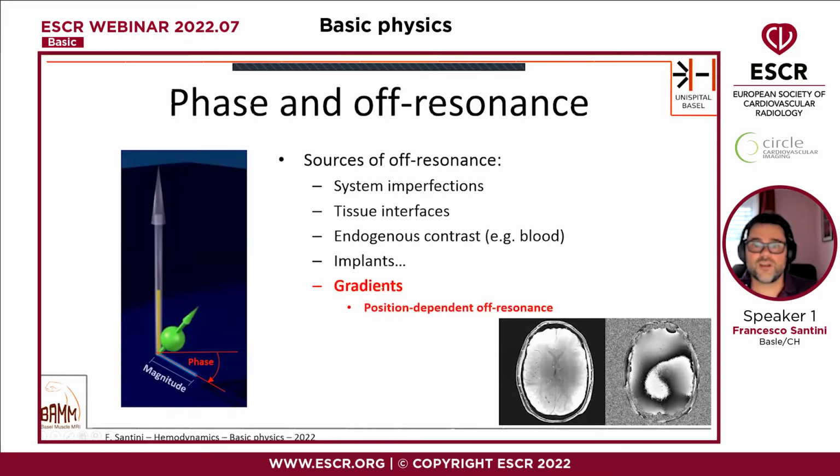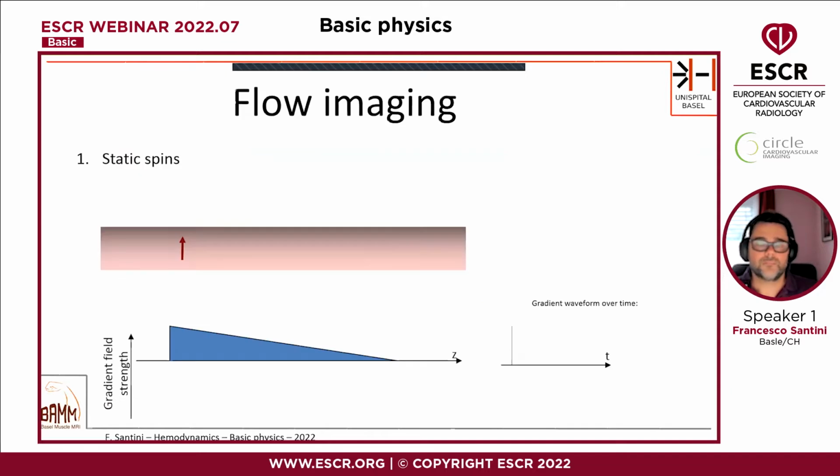Well, one important source of off resonance is the gradient. The gradients, you can imagine them as a tool to control the off resonance in a position dependent way. So we play the gradients the way we want them, and we generate an off resonance that is directly proportional to the position of each spin on the gradient. And this is how image encoding is done with frequency encoding and phase encoding, as you already know. But we can also use it in a very smart way to get into flow imaging, which is the topic that we care about.